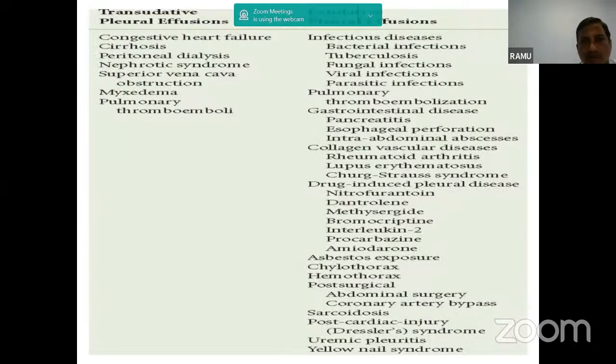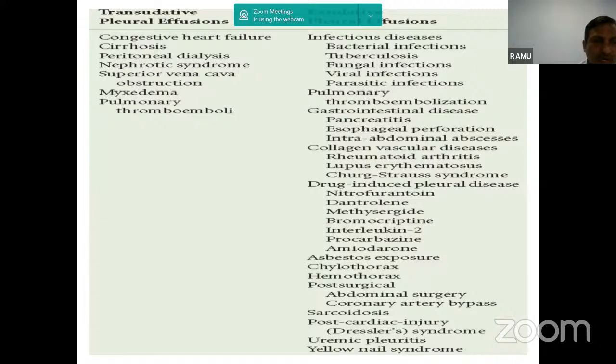Coming to the etiology: transudative pleural effusion and exudative pleural effusion. In transudative, what I told is congestive heart failure, which accounts for around 36%. Also cirrhosis of liver, peritoneal dialysis, nephrotic syndrome, superior vena cava obstruction, mixed edema, and pulmonary embolism.